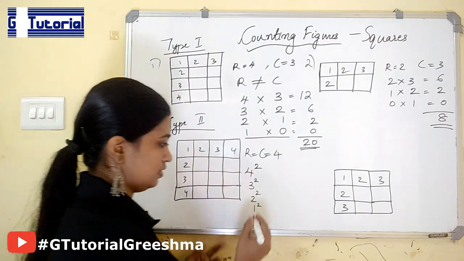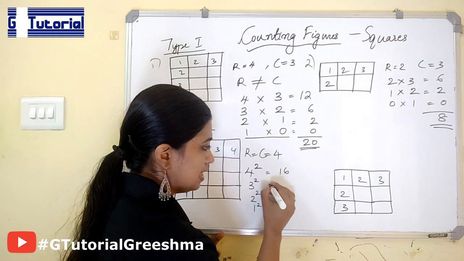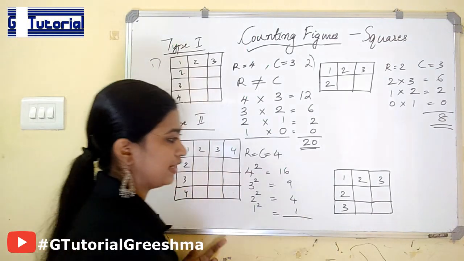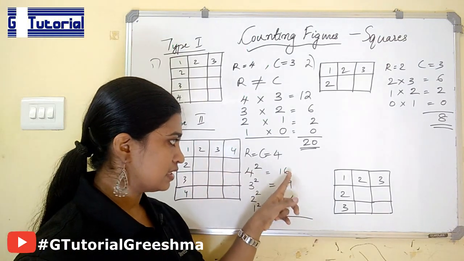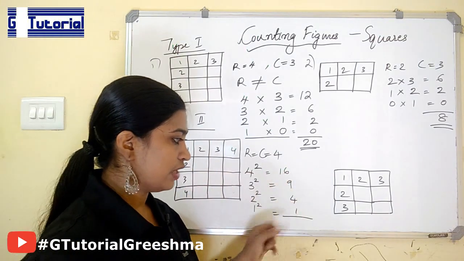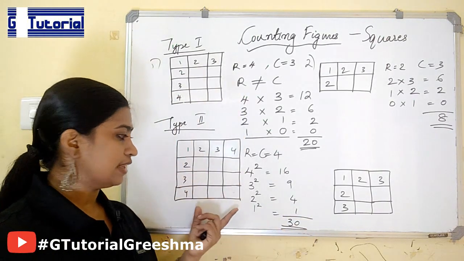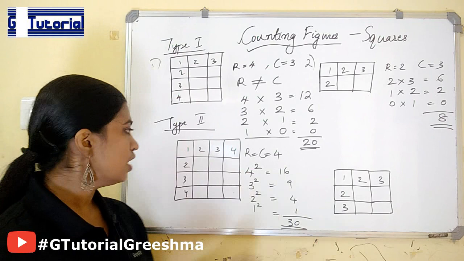Perform until that. And 4 square is 16, 3 square is 9, 2 square is 4, 1 square is 1. Add it. 9 plus 16 is 25, 25 plus 5 is 30. So 30 is the number of squares in this figure. Now we can do another problem.